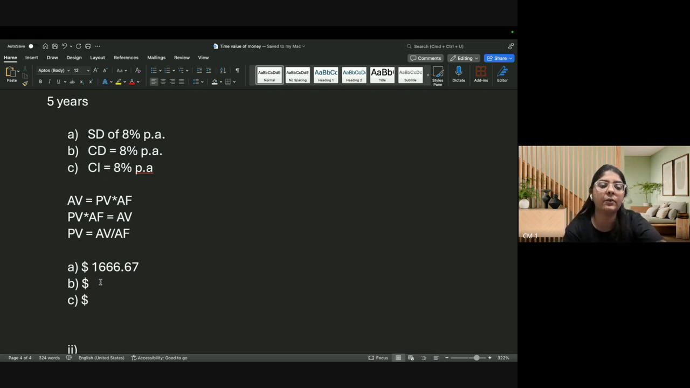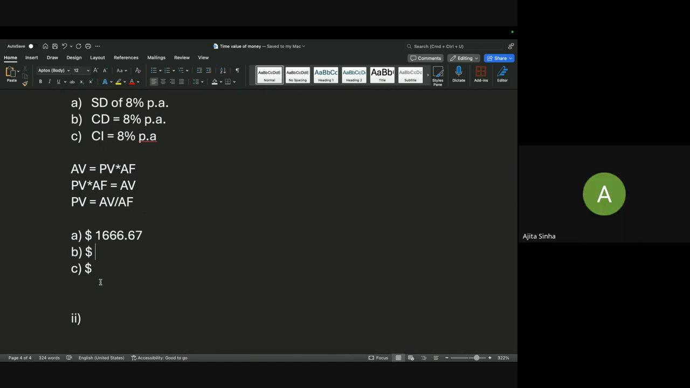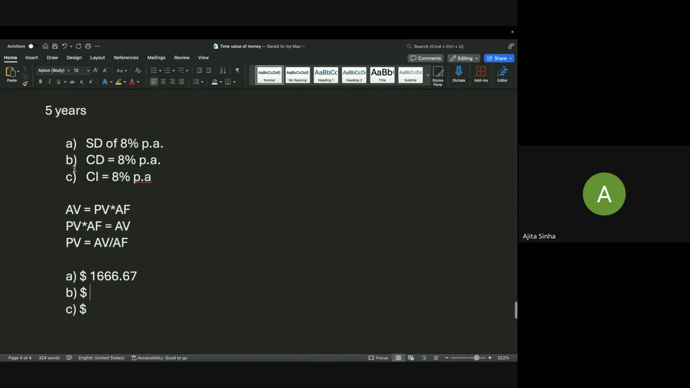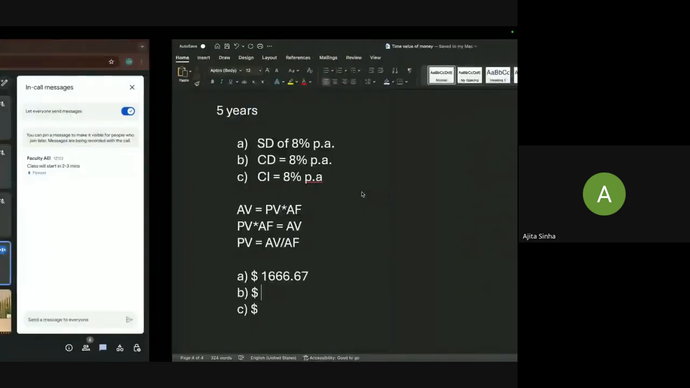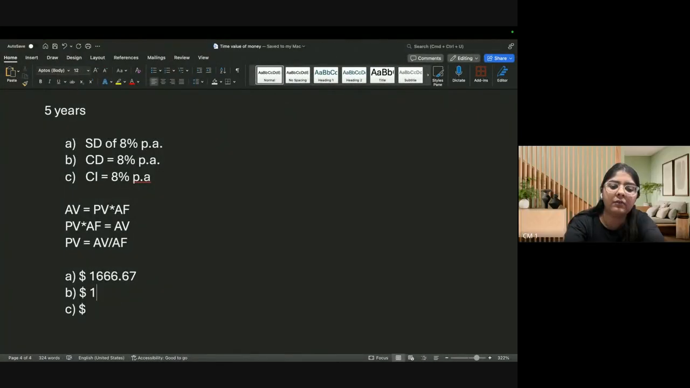So the answer for the second part is: term is 5 years, so it is 1000. Okay, it is 1517.26. Okay, 1517.26. This is correct.